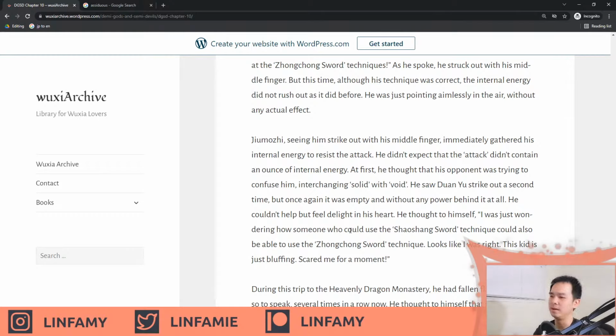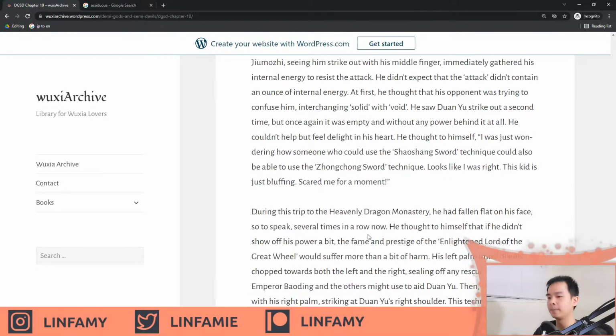He thought to himself, "I was just wondering how someone who could use the Shaoshang sword technique could also be able to use the Zhongchong sword technique. Looks like I was right. This kid is just bluffing. Scared me for a moment."